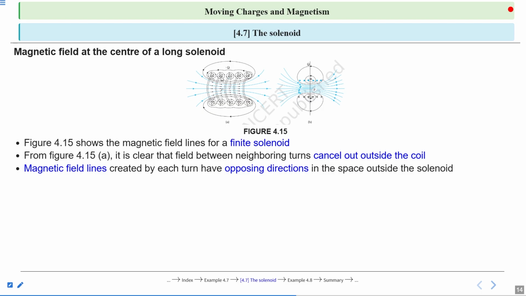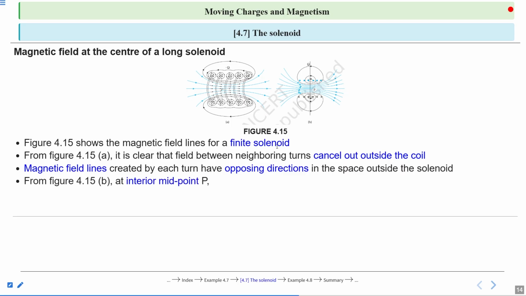So you can see the second and third winding also. The magnetic field lines to the right of the second winding and to the left of the third winding are in opposite directions, so they will cancel out outside the coil. So the magnetic field lines created by each turn have opposing directions in the space outside the solenoid.